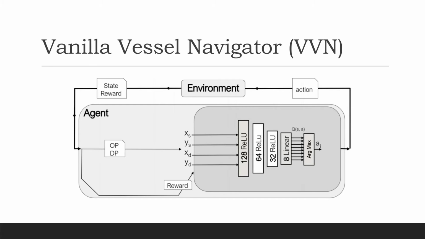Here we present the internal structure of the baseline that we choose to compare our algorithm with. The vanilla vessel navigation is the baseline. You can see its internal structure in this picture. The origin point, destination point, and the current position of the vessels are the only inputs that this model takes from the environment. The output of this architecture determines the best action to select in that specific state.